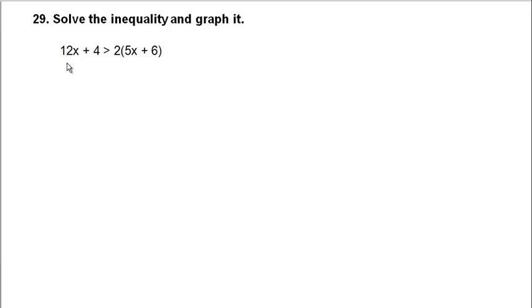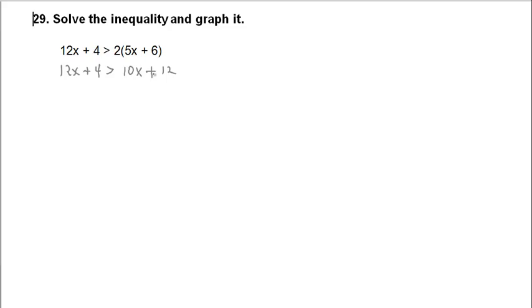Solve and graph the inequality 12x plus 4 is greater than 2 times the quantity 5x plus 6. So the first thing that we're going to do is remove the parentheses on the right hand side by using the distributive property. So 2 times 5 is 10, so we have 10x, and then 2 times positive 6 is positive 12.